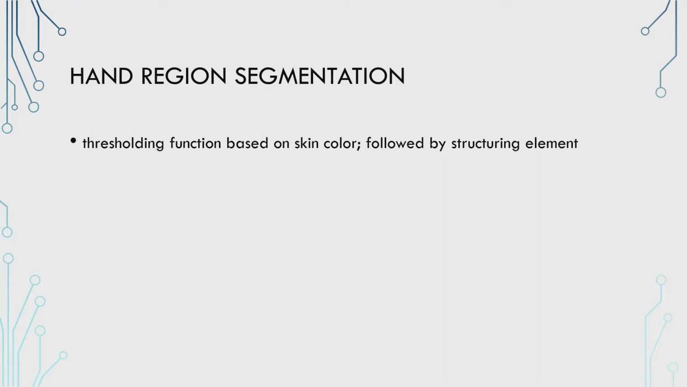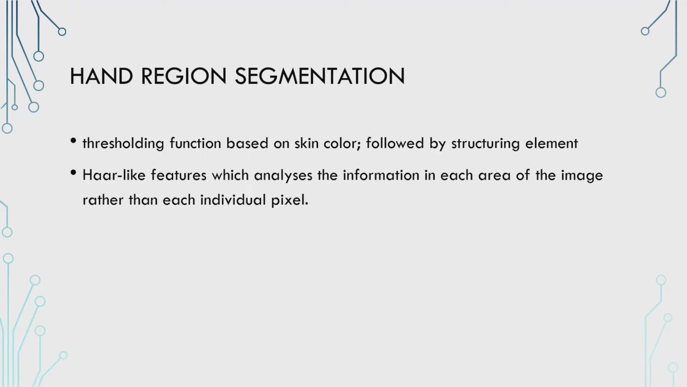Segmenting the hand region can be done in a variety of ways, such as using a color-based thresholding function to obtain a binary image of the hand. This is usually followed by a structuring element to eliminate noise. The obvious drawback here is that in a complex environment with lots of people and furniture, many background pixels will have skin-like color. Hence, this approach limits the system's usage to simple environments.